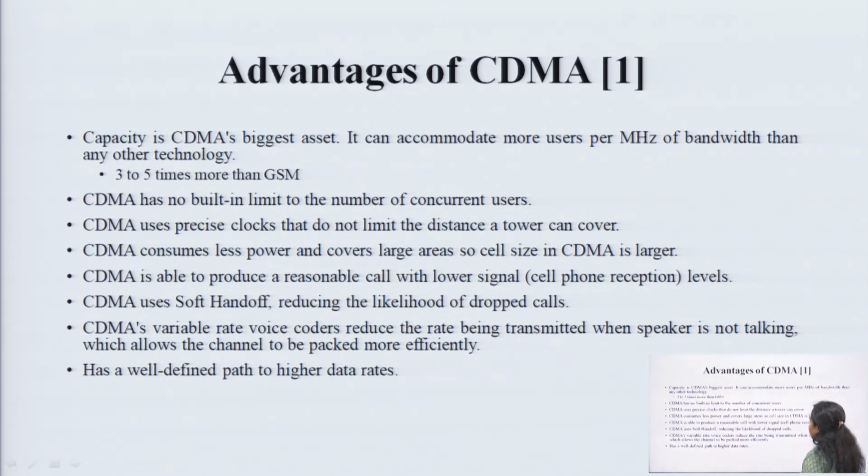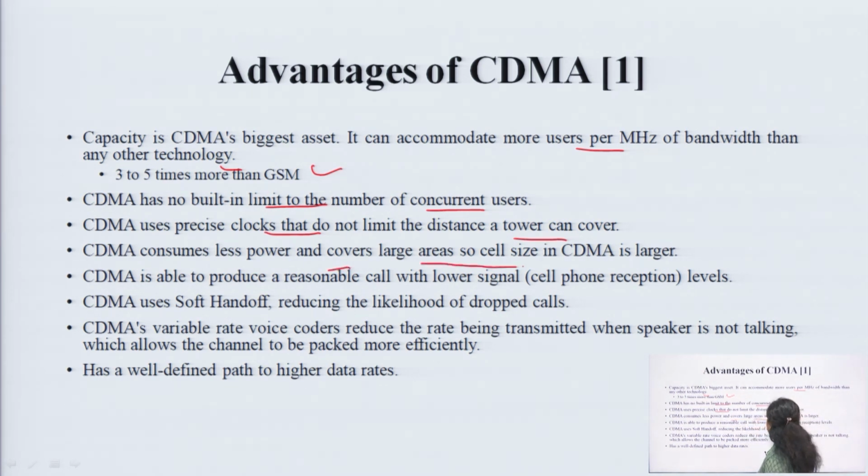Capacity is CDMA's biggest asset. So, this is the advantage of CDMA. Its capacity is the biggest asset, meaning it will allow the maximum number of users as compared to GSM. It can accommodate more users per megahertz of bandwidth than any other technology, 3 to 5 times more than GSM. CDMA has no built-in limit to the number of concurrent users. CDMA uses precise clocks that do not limit the distance a tower can cover. CDMA consumes less power and covers large areas, so cell size in CDMA is larger.